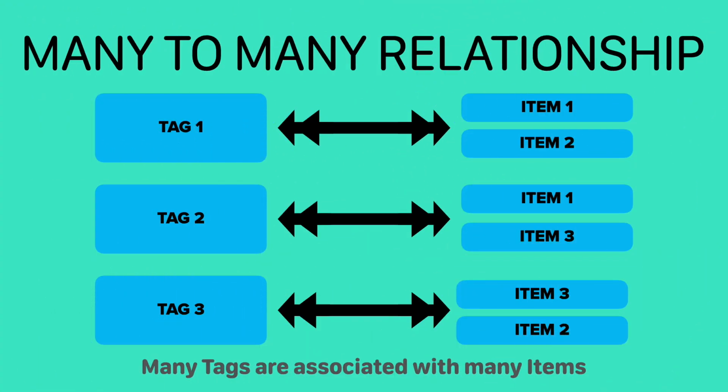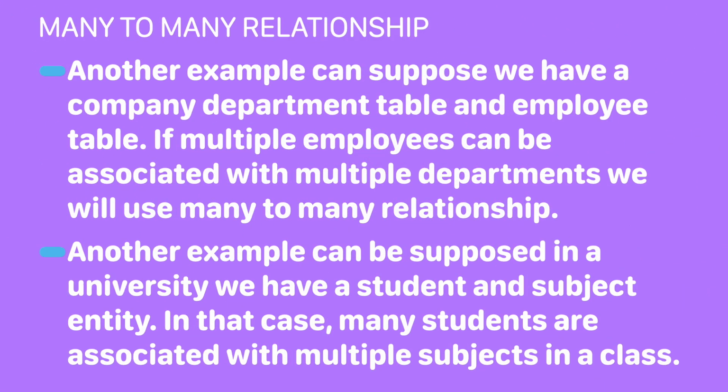Let's take a look at a graphical example of many-to-many relationship. Here we can see three tags are associated with multiple items. Some items are the same, which is associated with one or more tags. In this case, many tags are associated with many items. Another example can be, let's suppose we have a company department table and an employee table. If multiple employees can be associated with multiple departments, we will use a many-to-many relationship. Another example can be, suppose in a university we have a student and a subject entity. In that case, many students are associated with multiple subjects in a class.